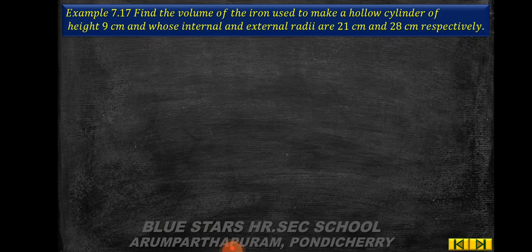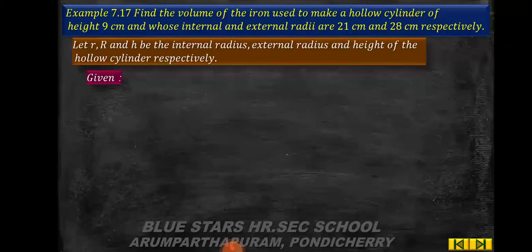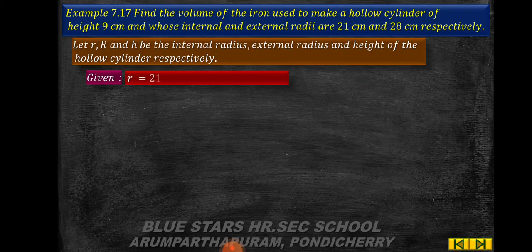Then example 7.17. Find the volume of the iron used to make a hollow cylinder of height 9 cm and whose internal and external radii are 21 cm and 28 cm respectively. Let small r, capital R and h be the internal radius, external radius and height of the hollow cylinder respectively. Given small r is equal to 21 cm, capital R is equal to 28 cm, h is equal to 9 cm.